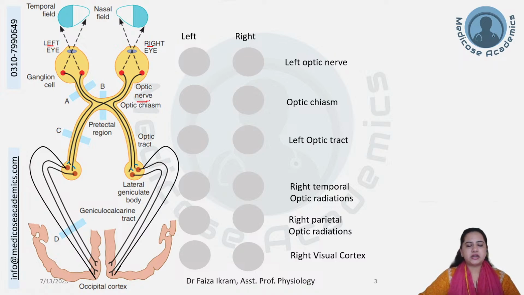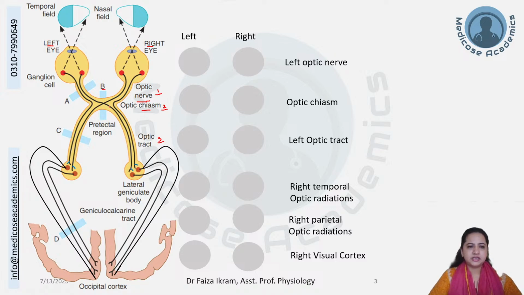Initially, the right and left optic nerves are responsible for representation of the vision from solely the right eye and the left eye. After a while, the nasal fibers from both the optic nerves cross each other. They cross over. You can see at this level of B, the optic chiasm level, the nasal fibers have crossed over, whereas the temporal fibers of the retina are still running on the same side. After this crossing over, the optic nerve is now called the optic tract.